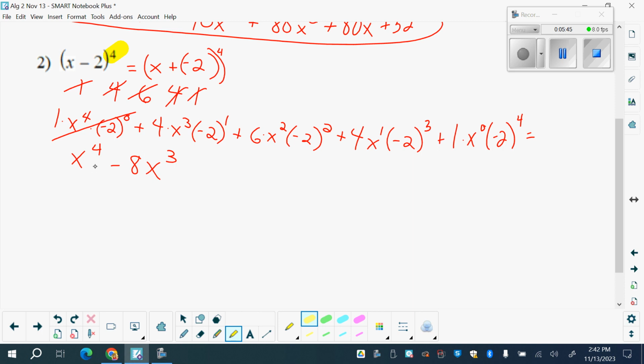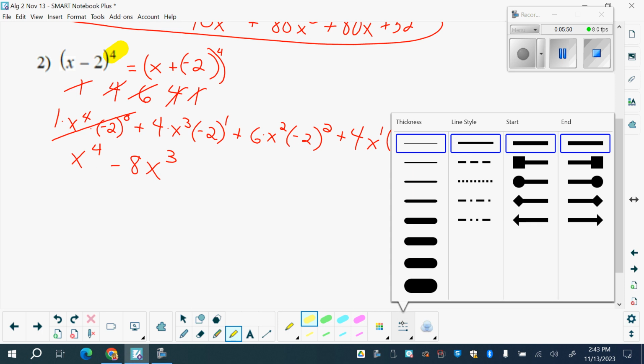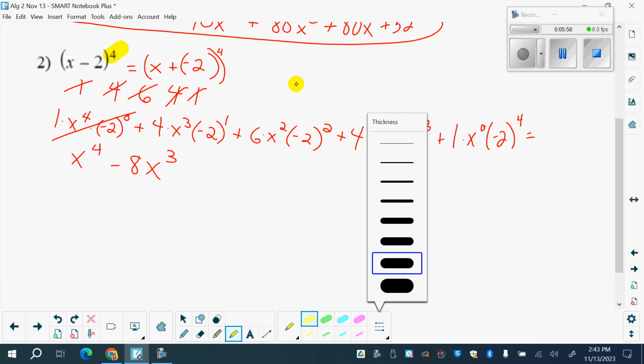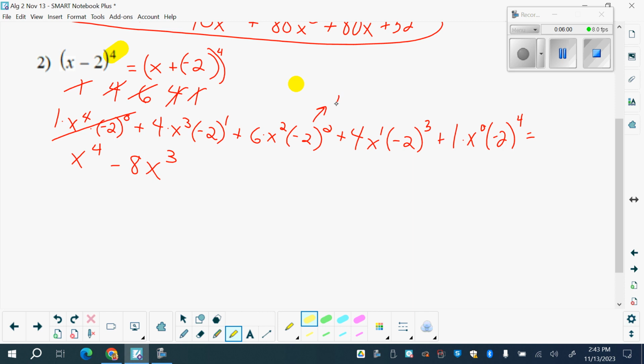And then what's negative 2 squared? Negative 2 squared would be 4. So 6 times 4 would be 24, x squared. What's negative 2 to the 3rd? Negative 2 quantity to the 3rd. 8. Minus. Negative 8. Negative 8.